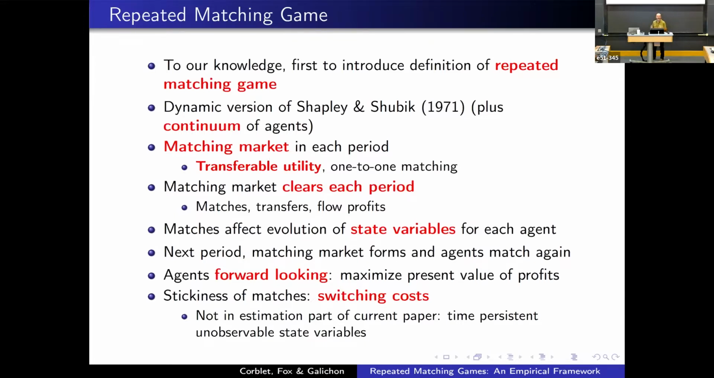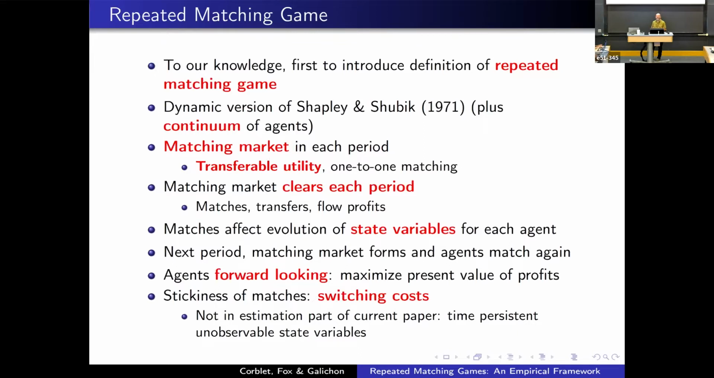And so we're going to call it a repeated matching game. And we view it as a dynamic version of Shapley-Shubik. If you don't know that paper, that's fine. Plus, sort of thinking about a continuum of agents. And there's going to be a matching market each period. It's a transfer utility one-to-one matching model, somewhat wider for simplicity. And the matching market is going to clear each period.